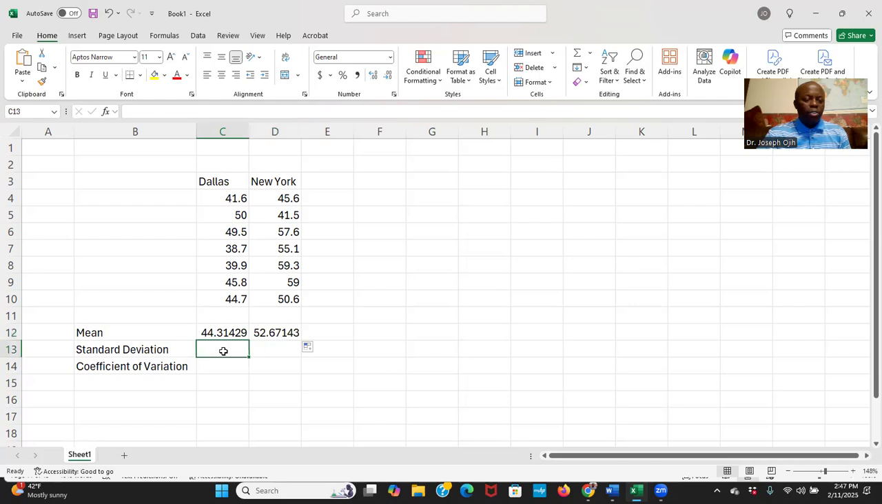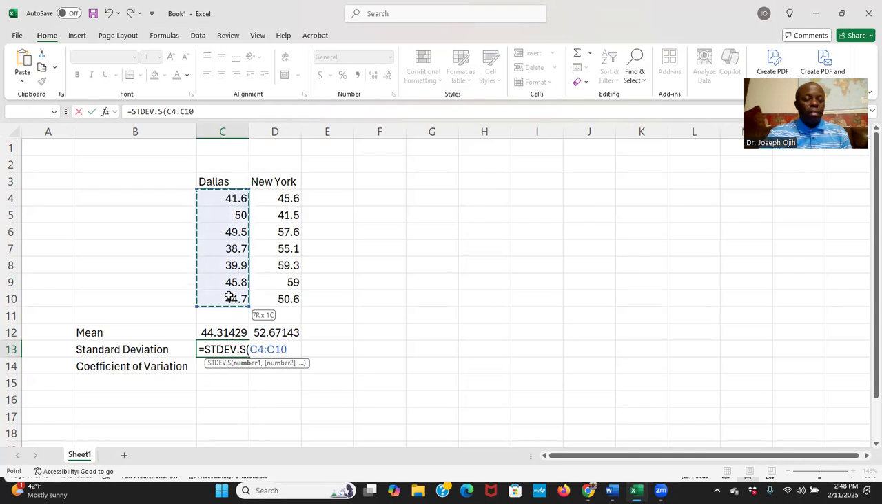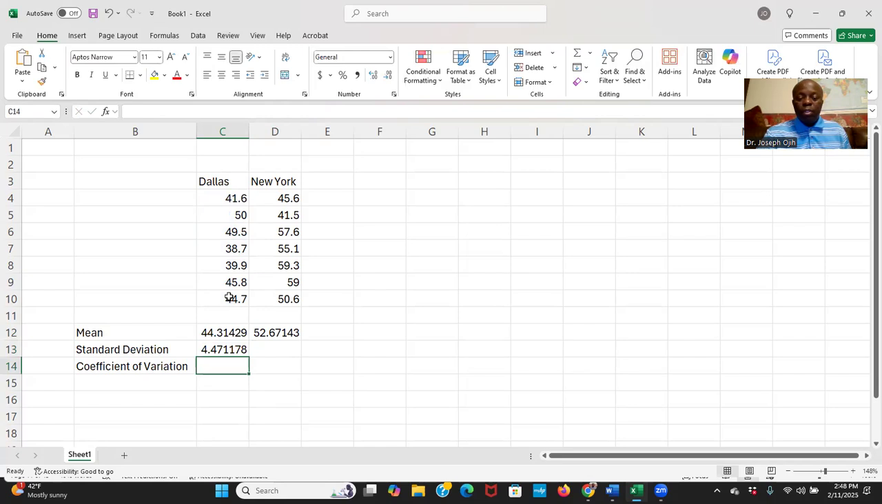Now, standard deviation. You have the equal sign. This is a sample, so you have stdev.s. It pops out. Double click, highlight the Dallas data set. Press enter key. It will give you the standard deviation, and then you copy it to the next, to New York. It calculates the standard deviation for New York.